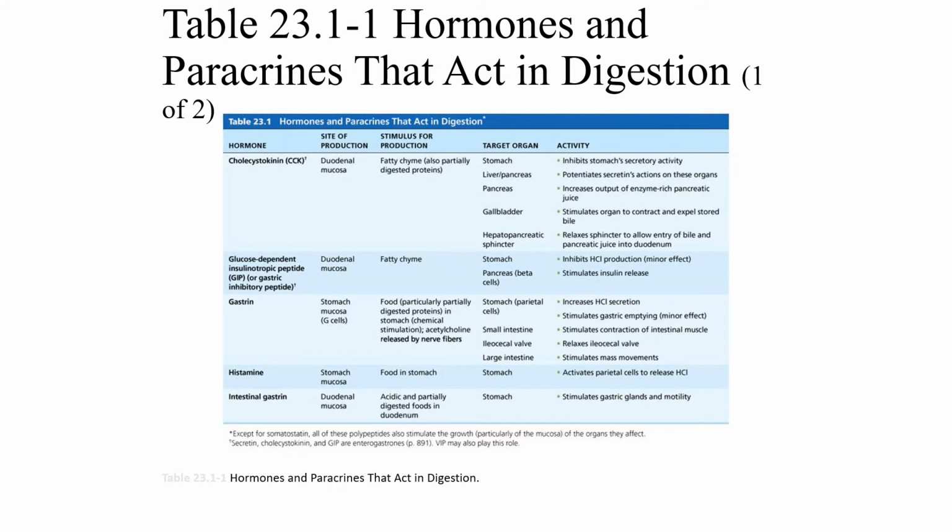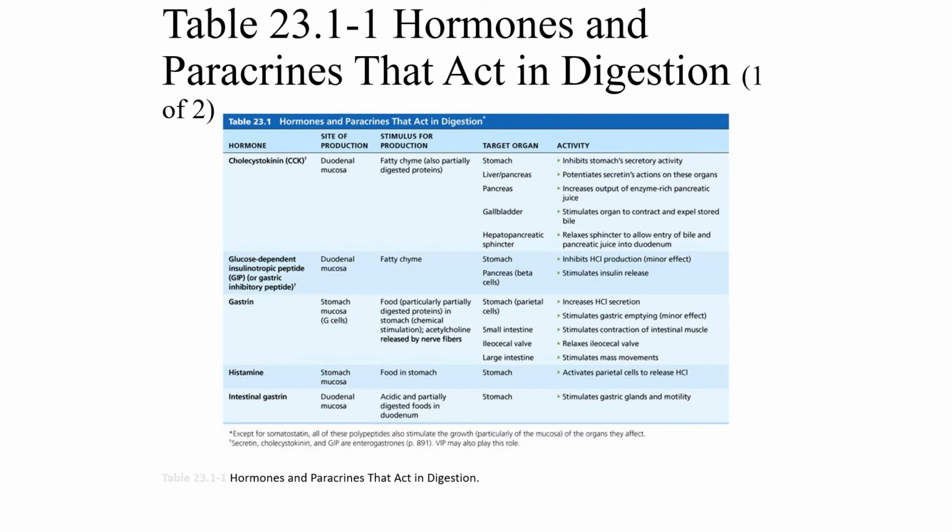Here is a table about hormones and digestion. I want you to know the following hormones. Have your pencils or pens ready. I want you to know the hormone and the activity. As you learn about the hormone, you're going to remember where it's produced, what it does, and where it goes, the target organ. The hormone and its activity.